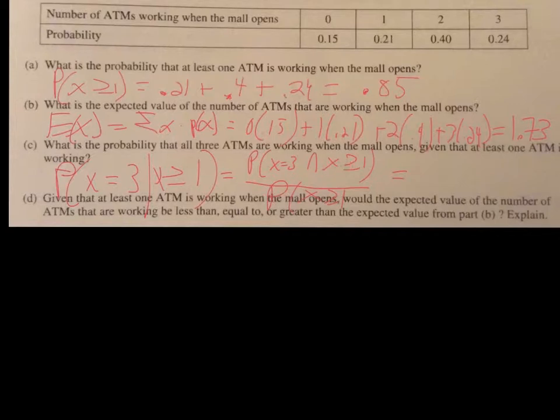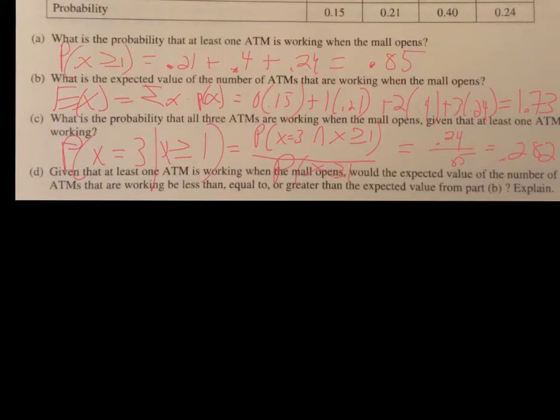At least 1 we did up here, and that was 0.85. Exactly 3 is 0.24. So when can both of those things happen? The only time both can happen is when x is equal to 3. So my numerator is the 0.24, and my denominator is the 0.85, which is 0.282. There is a 28.2% chance that all 3 of them are working if I know that at least one of them was working.